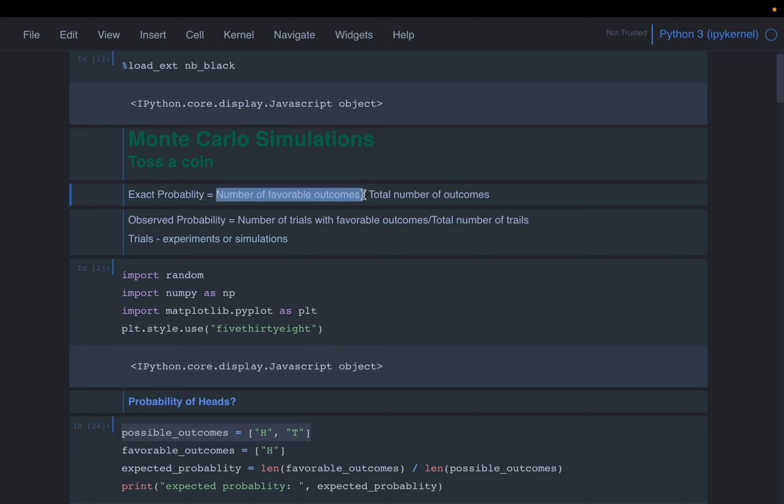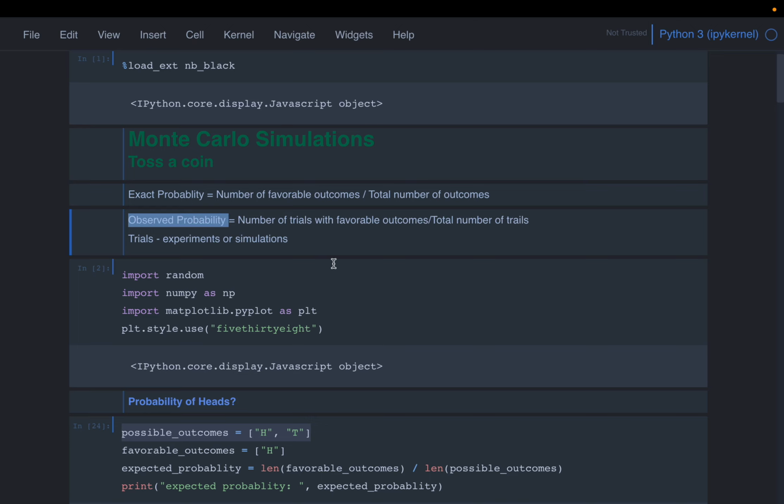But even in that case, using Monte Carlo simulations and sampling techniques, etc., we will still be able to compute the probability, which will be very close to this exact probability. Okay, so that's why it is called observed probability, right?